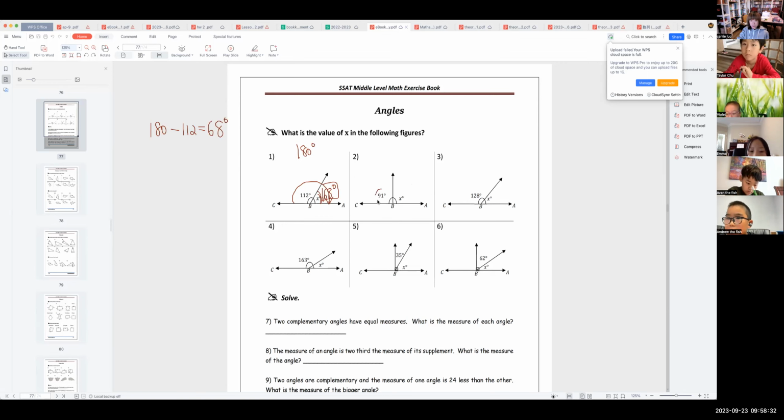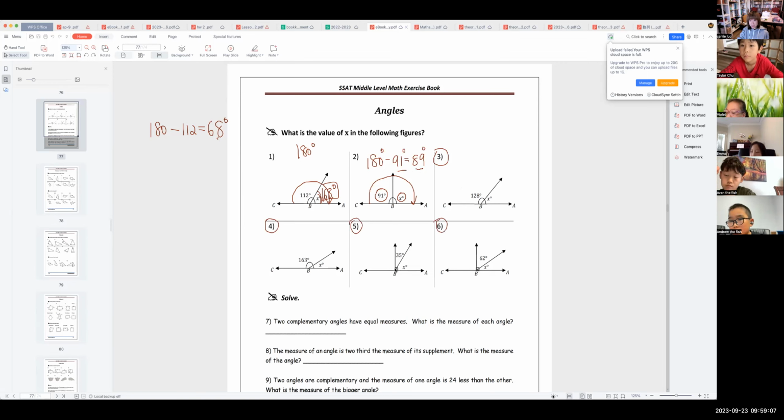Okay, so let's take a look at this one. 91 and x. So the whole line is 180. So x equals 180 minus 91 equals 89, right? So 112 and 68 are supplementary angles to each other. Understand, Emma? And 89 and 91 are supplementary angles to each other. Understand, Taylor? Okay, so let's do 3, 4, 5, and 6.